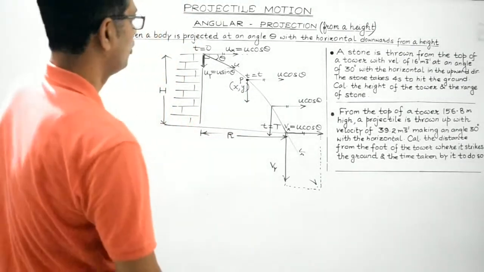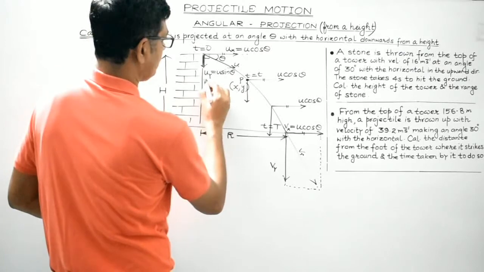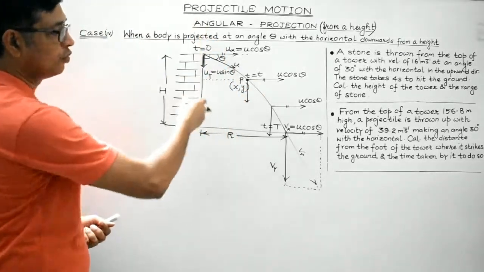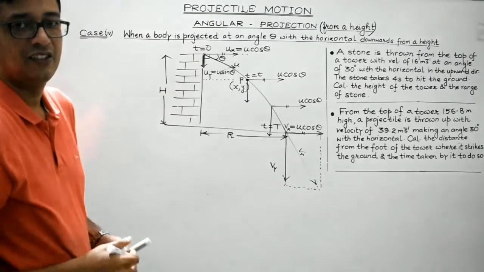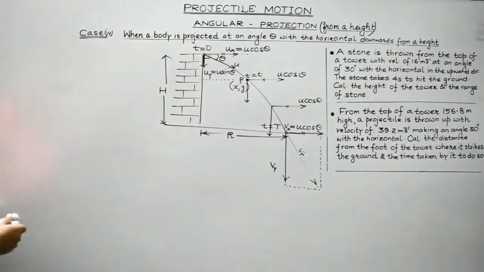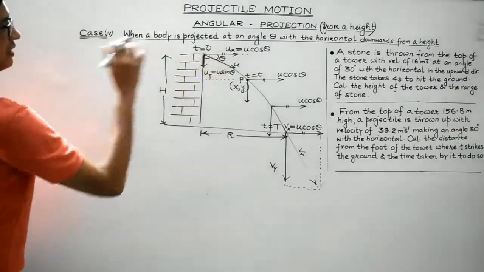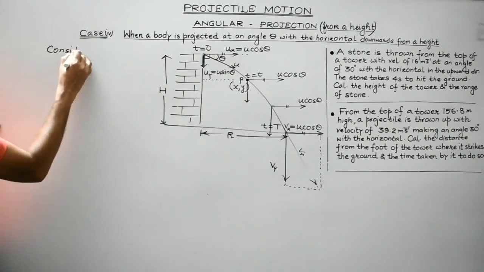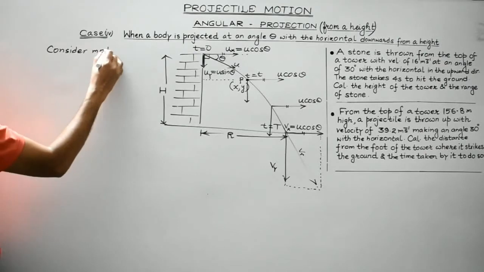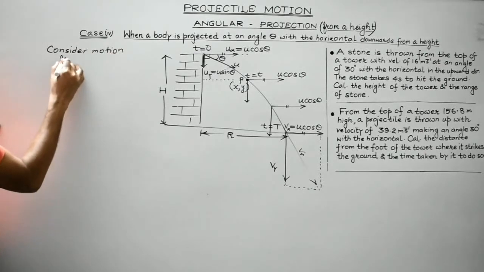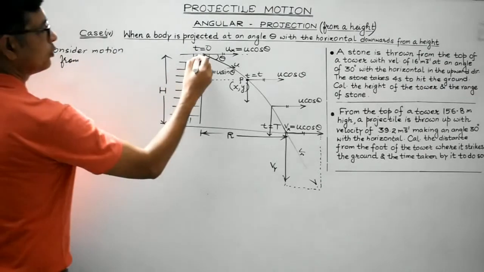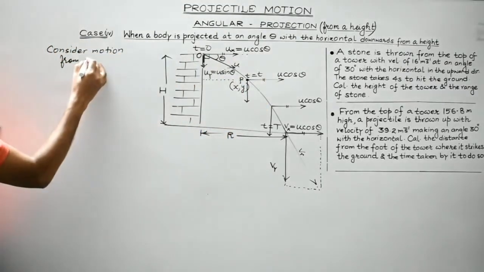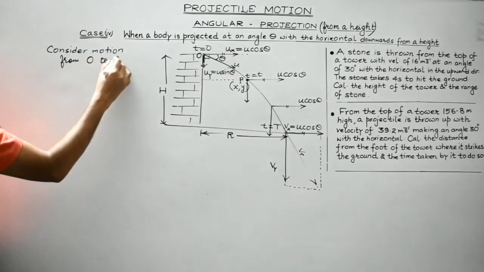So over here what we do is, we will consider motion along horizontal and motion along vertical. So let's see. What we do is, basically over here, consider motion from, suppose this point is O, this point is P. Consider motion from O to P.